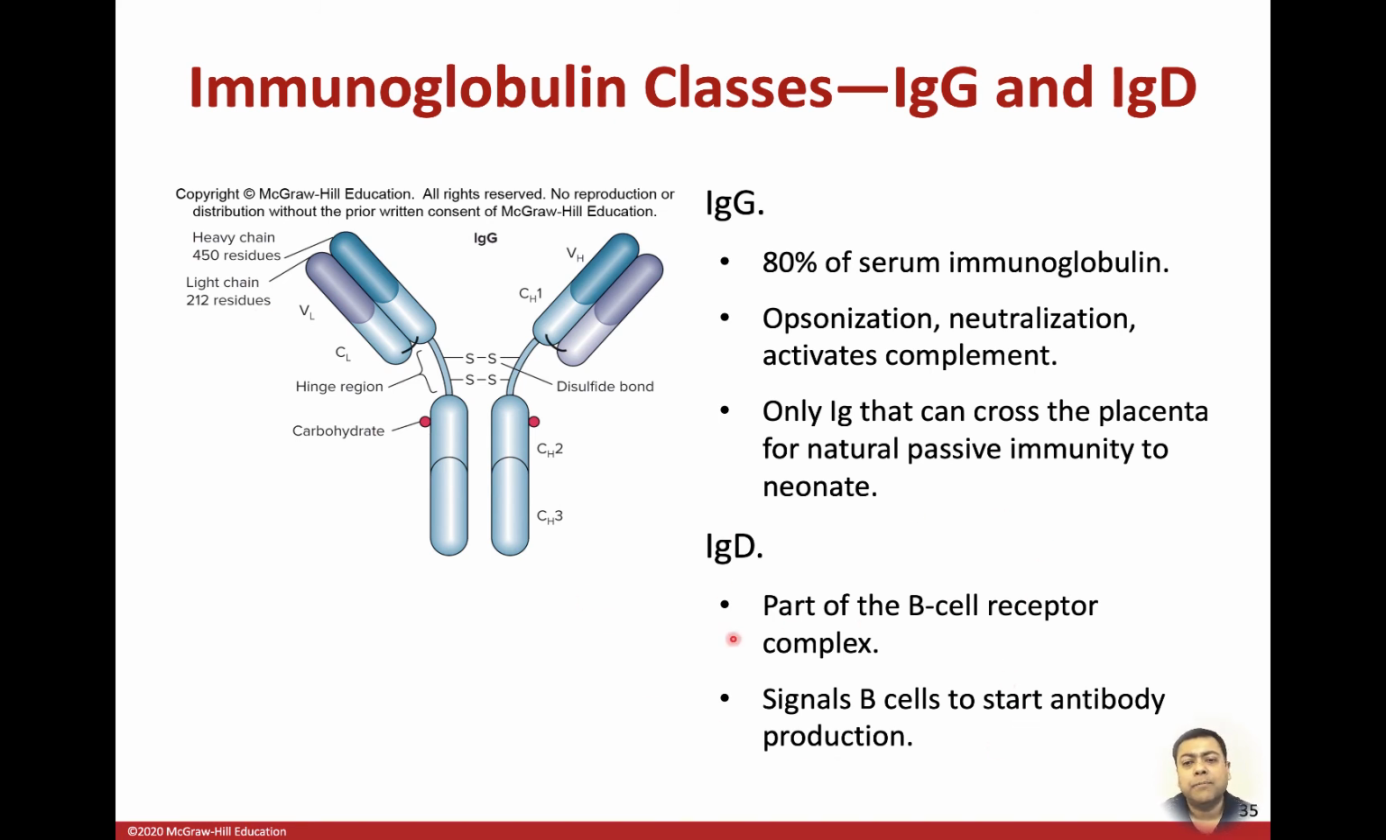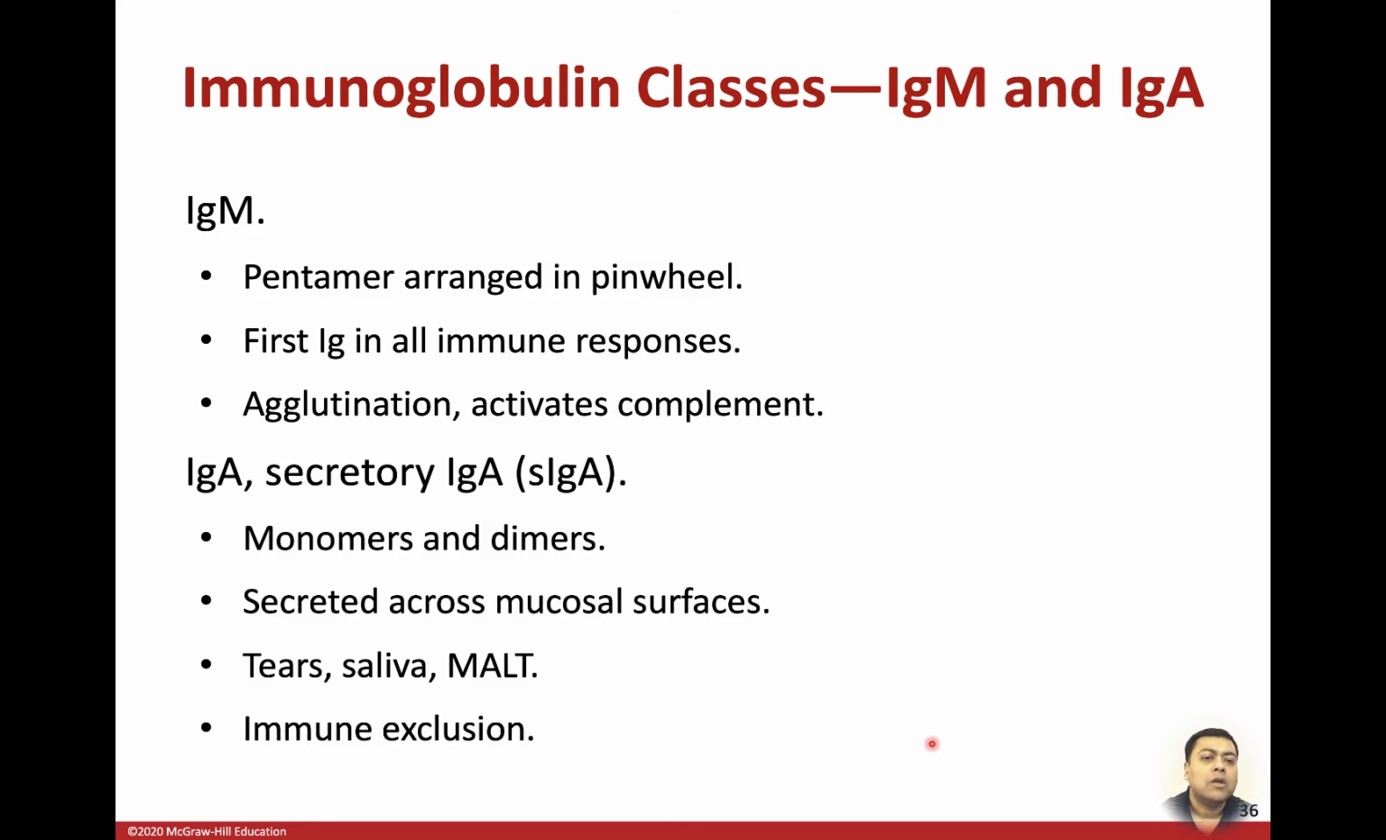IgD, on the other hand, is a part of the B cell receptor complex we have seen, and signals the B cell to start antibody production or convert into a plasma cell. On the other hand, IgM, we talked about that, is a pentamer arranged in a pinwheel. This is the first Ig in all immune responses, but a monomeric IgM is also part of the B cell receptor complex.